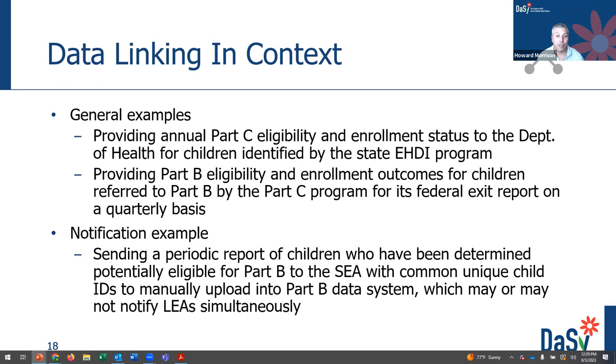A notification example includes sending a periodic report of children who have been deemed potentially eligible for Part B to the SEA with common unique child IDs to manually upload to the Part B data system, which may or may not notify the LEA simultaneously. So data linking requires more expertise to link the reports based on common identifiers, which sometimes must be created, but is less prone to error because there is less manual work. Data linking still must be repeated periodically, and staff must be skilled in the processes. Linking data sets at the state level may not at the same time support LEA notification, which may rely on other processes such as emailing individual notifications specifically.